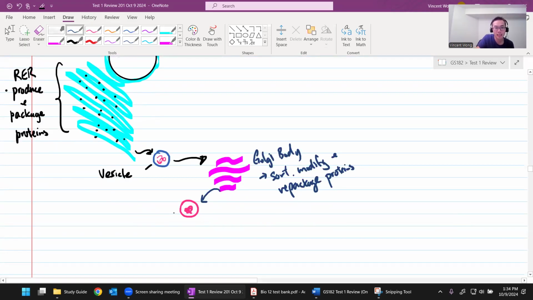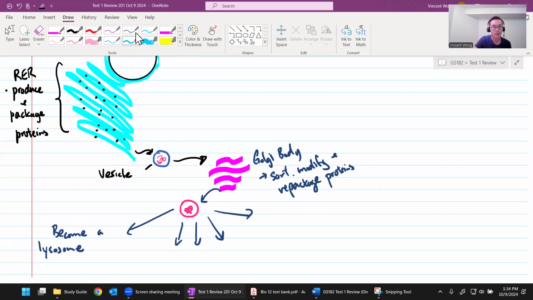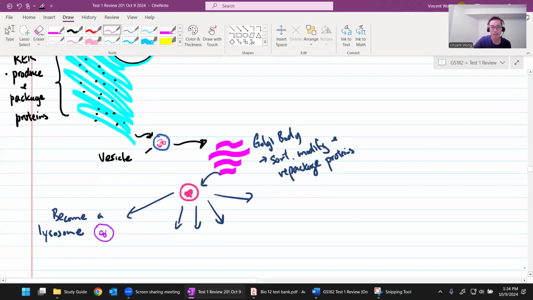Now you can look back at the notes, but this vesicle can do a few things. It can leave the cell through exocytosis. We know that by now. It can become part of the cell membrane. You can store it for later use, or it can become a lysosome. So there are different destinations, if you would.